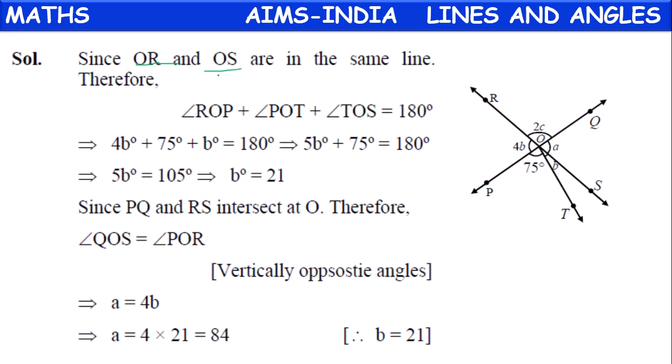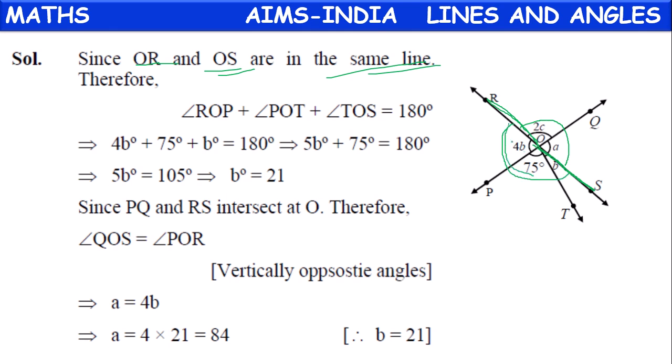So OR, OS are in the same line. So the total angles on this side will be equal to 180 degrees, or this side will be equal to 180 degrees. Either that side or this side.